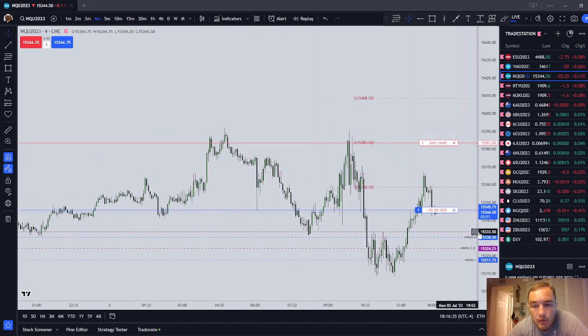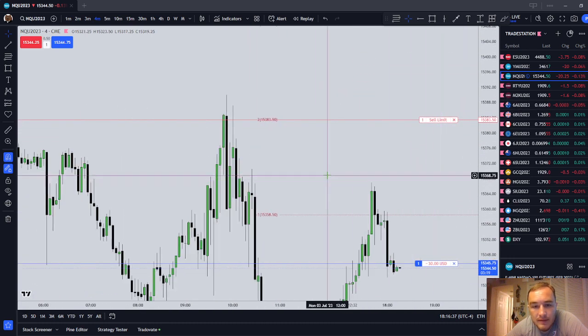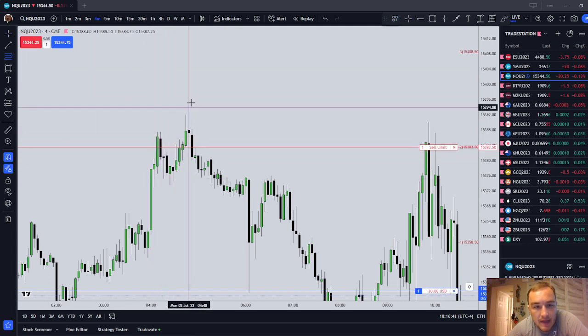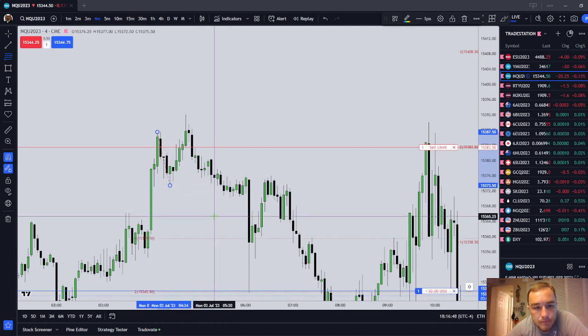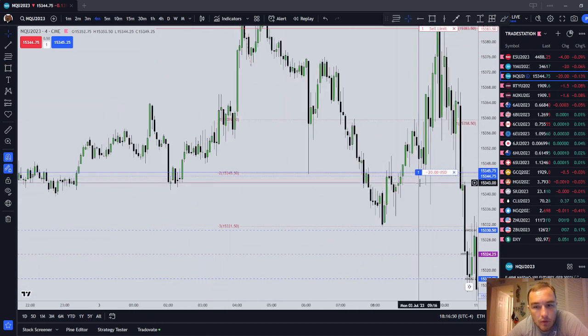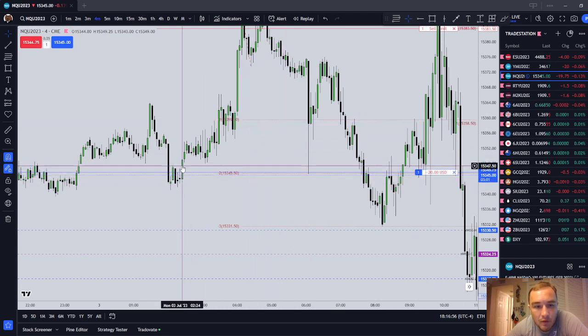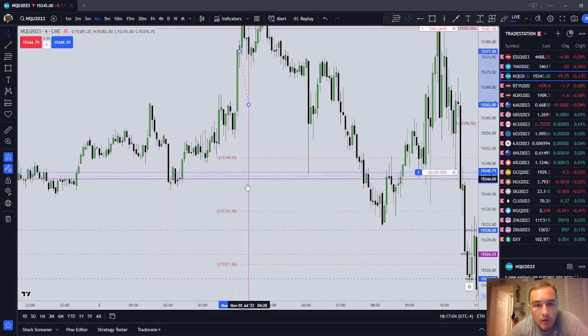Okay, using our breaker block standard deviation, we had a really attractive one here. I mean, this was like a textbook breaker, that was A to B there. Now notice that one standard deviation was hit, and it came exactly to two standard deviations, which was also redelivering this BISI, redelivering into this balanced price range, and running on short-term liquidity.